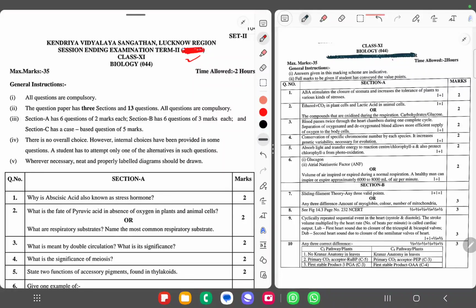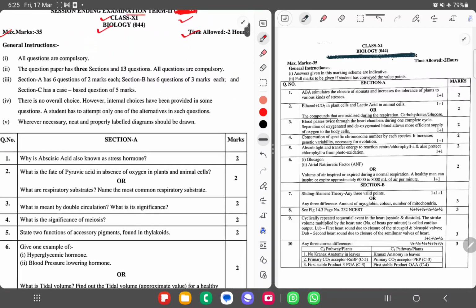Today we have to discuss the Kendriya Vidyalaya Sangathan question paper of the session ending examination, term 2, class 11th, subject biology. This is the final or annual examination of class 11th biology. So let us start. First of all, maximum marks 35, time allowed is 2 hours.